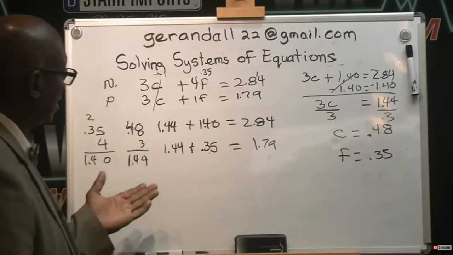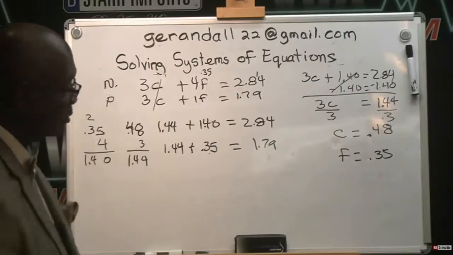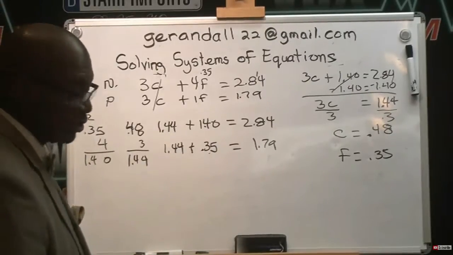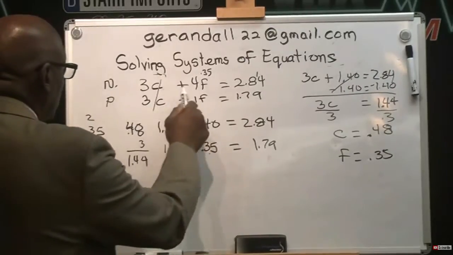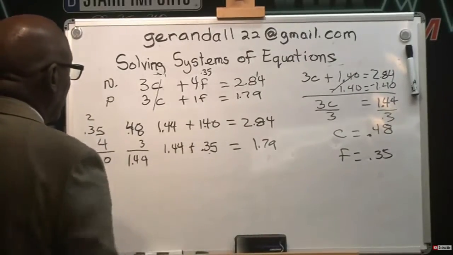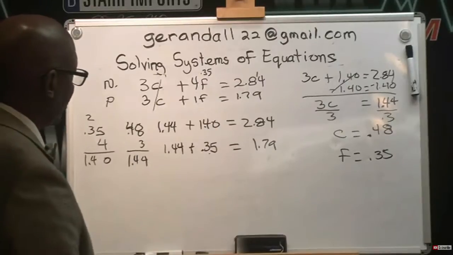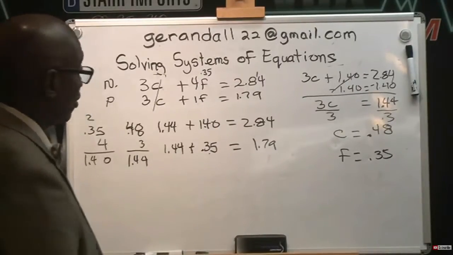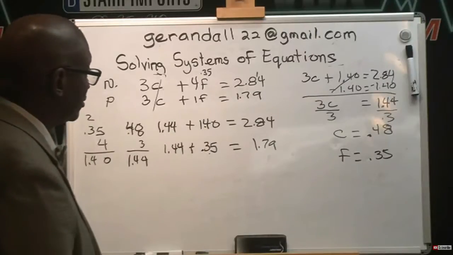Again, we took a word problem, we converted it into a system of equations where we had two unknowns, and we were able to determine, in this case, the cost of the candy and the cost of the fruit roll-ups.